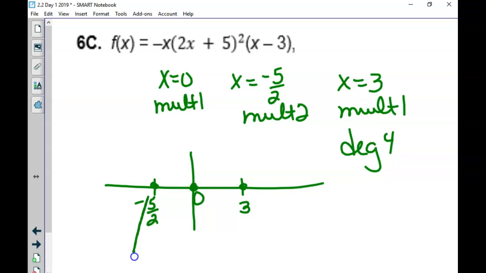So this one would have crossed. Oh no, that's where it bounced. My bad.